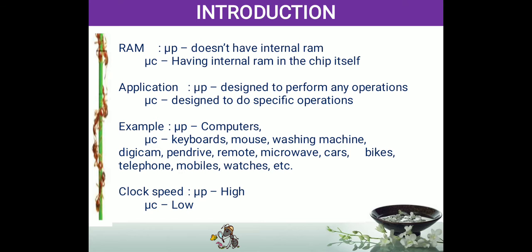Next thing, application wise. If you take application wise, the processor is like a black box. Whatever you are giving, it will process and give the output. So microprocessor can be used to control any device. At any time we can use it by changing the program. We can use one processor here, and the same processor can be used for some other application also.